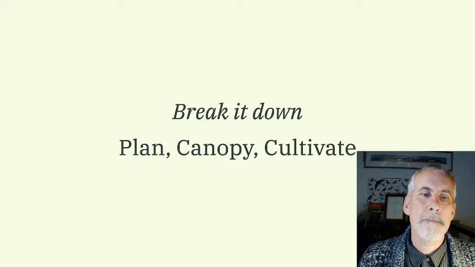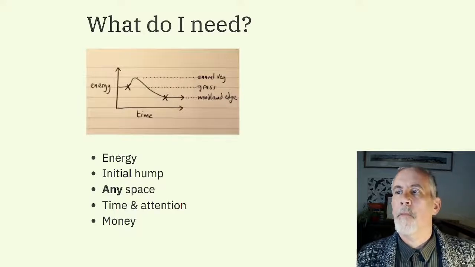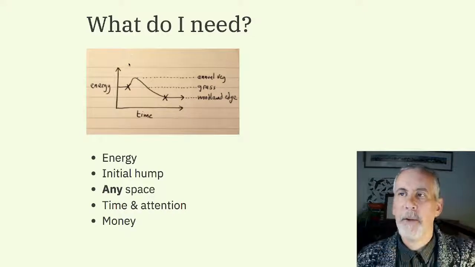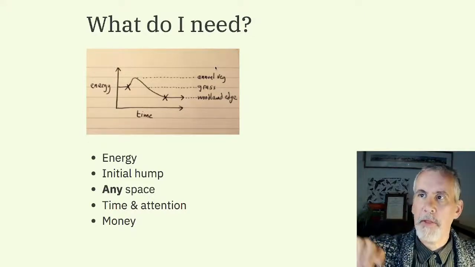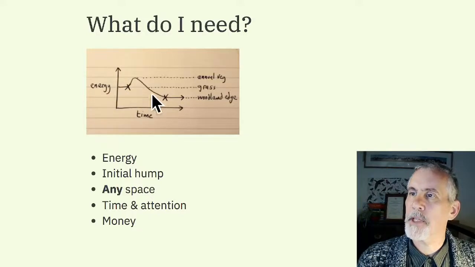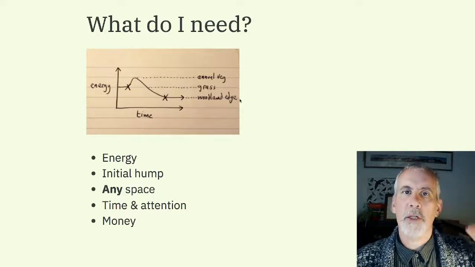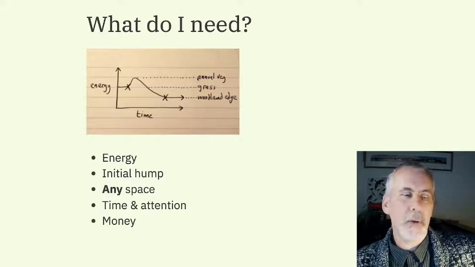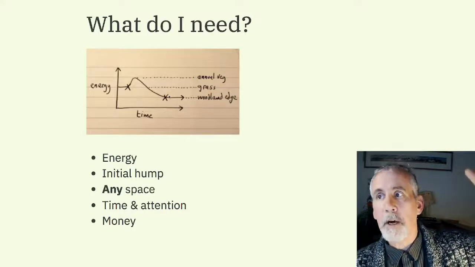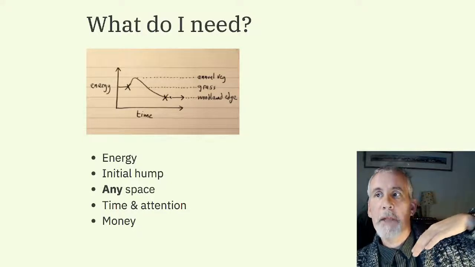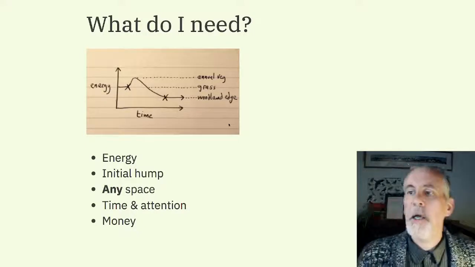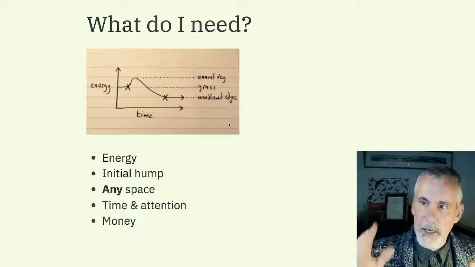So break it down. Plan, canopy, cultivate. And at this point, I just wanted to say, if you're setting up a garden, what do I need? You need energy. And this is a really useful diagram that I did for a client. You have an initial hump that you want to get over from where it is at the moment. Say it's grass, and it's quite a lot of energy to mow grass all the time. If you can convert that into annual veg, it's even more energy because you have to keep weeding it all the time. Anyone who has annual veg knows that. But for a woodland forest garden, it's less energy, but you've got a hump that you need to get over to get it cultivated. So it's good because the energy comes at the beginning of the project.